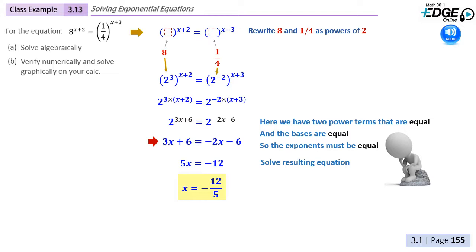So 3 times x plus 2 gives us 3x plus 6, and negative 2 times x plus 3 gives us negative 2x minus 6. At this point, we have 2 to a certain power equals 2 to a different power. So those two exponents must be equivalent. So we write that 3x plus 6 must be equivalent to negative 2x minus 6. From here, we solve for x and find that it would be negative 12/5.